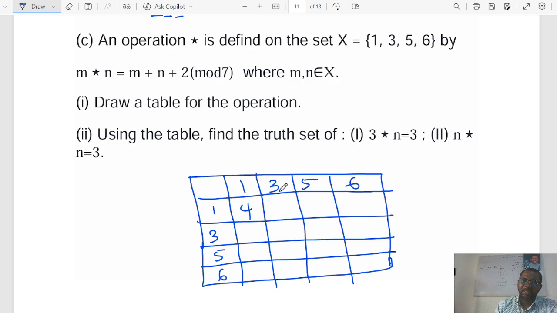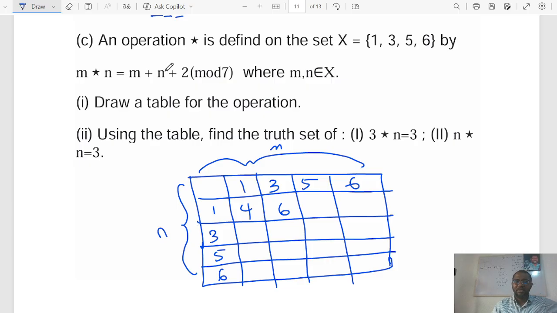1 plus 3, so 1 and 3. The next one, this is m. Don't forget, the whole of this now represents m, and the whole of this now represents n. So 3 star 1 will be 3 plus 1, which is 4. 4 plus 2 is 6. Not up to 7, so I can write 6. And the other one is 5 star 1, which will be 5 plus 1, which is 6, plus 2 is 7. 7 mod 7 is 0. So this is going to be 0.